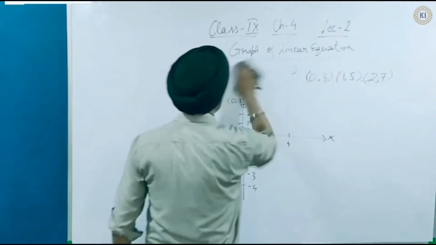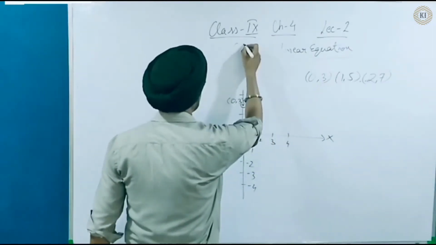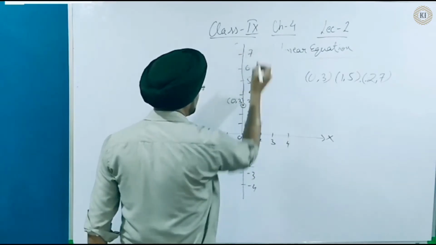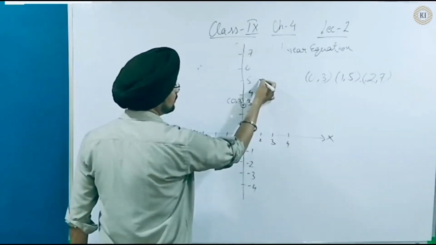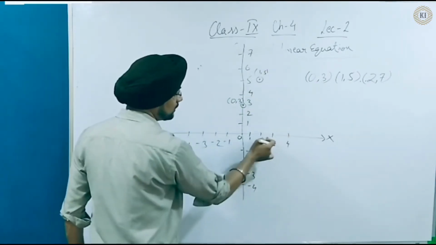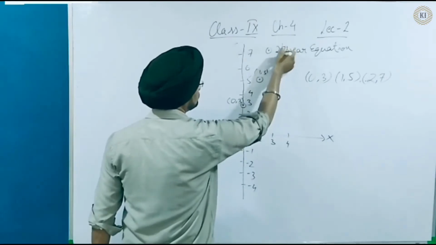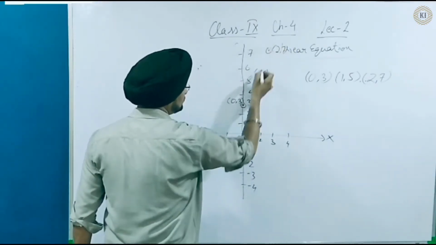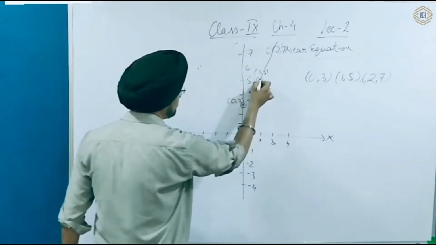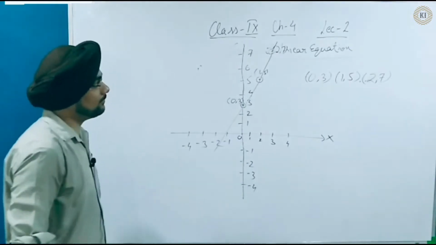So let us draw here. 4, 5, 6, 7. So (1, 5) will lie here in the first quadrant. This is (1, 5). Second is (2, 7), it will lie here. So join them. Then you will join here, so this line will pass through all the points.